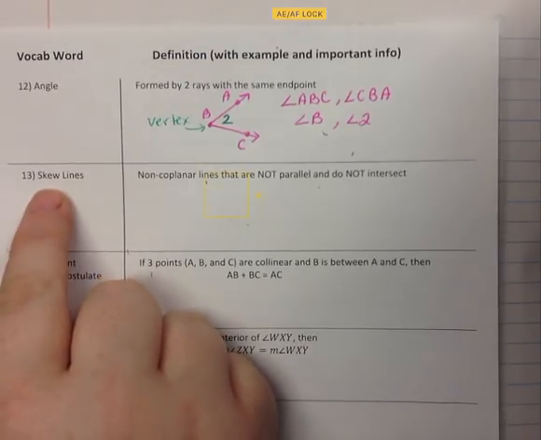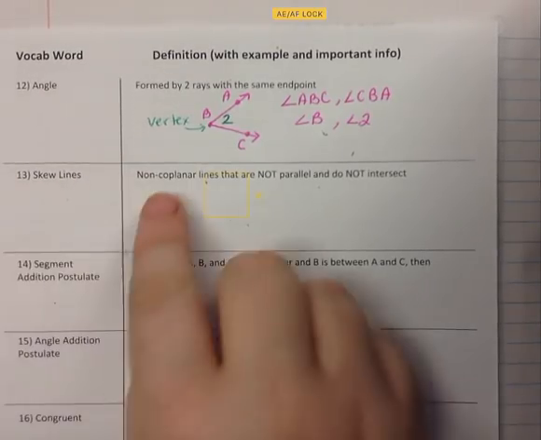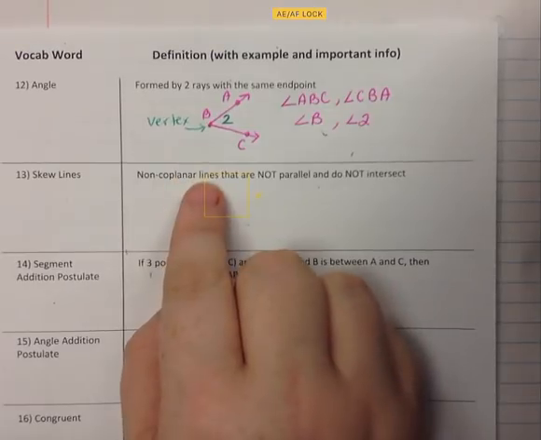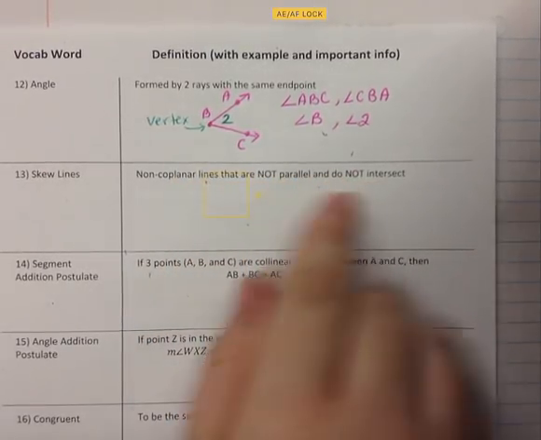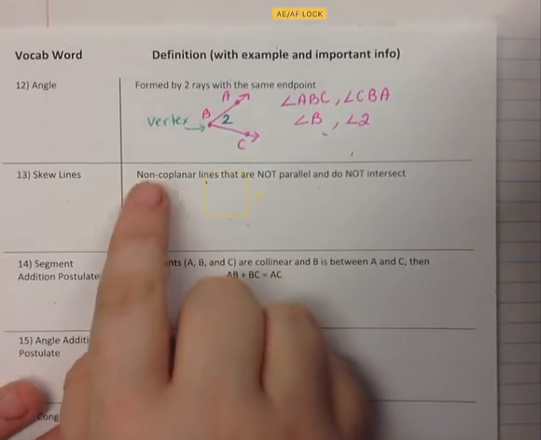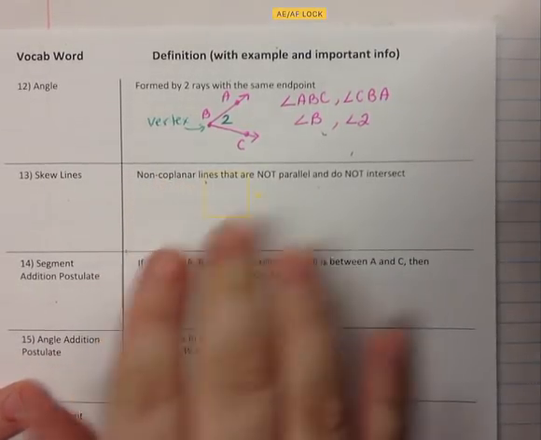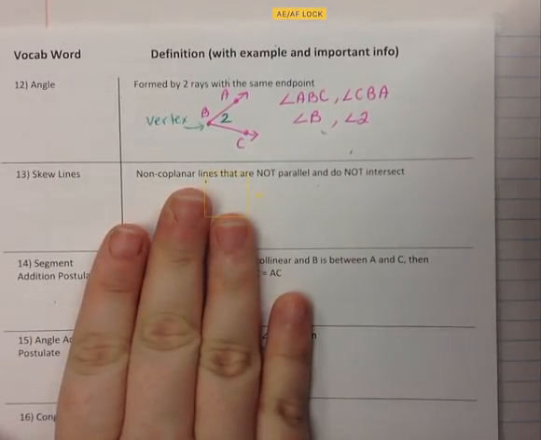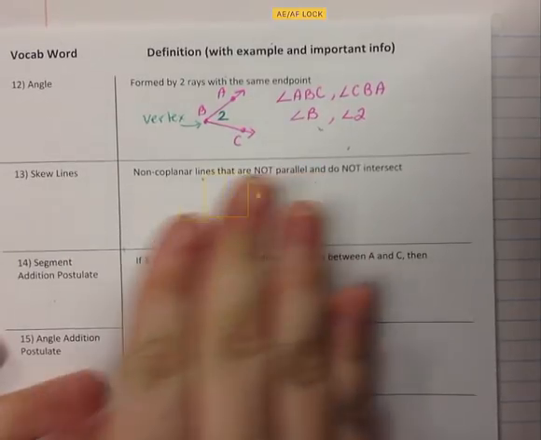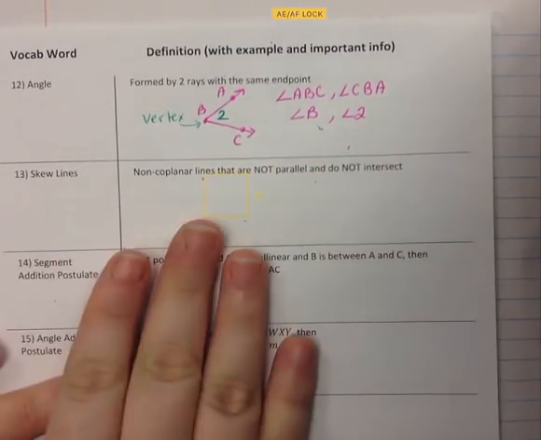The next word is skew lines. Skew lines are non-coplanar lines that are not parallel and do not intersect. So non-coplanar means that they actually do not lie on the same plane. So they won't both be on the paper, they won't both be on the floor. So you might have something on the floor and on the wall or on the ceiling.